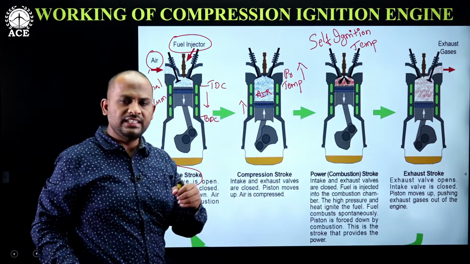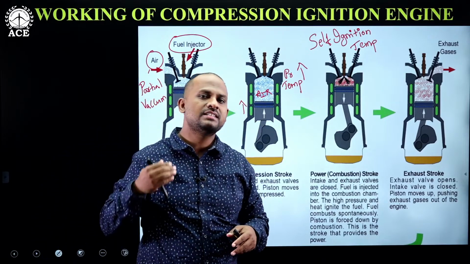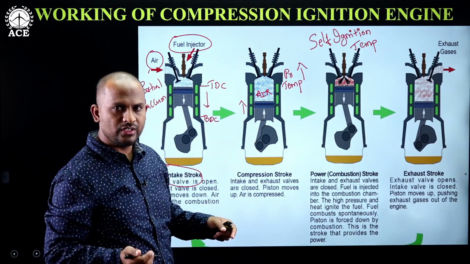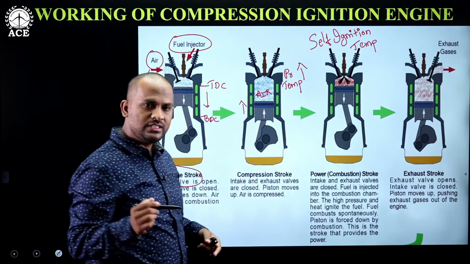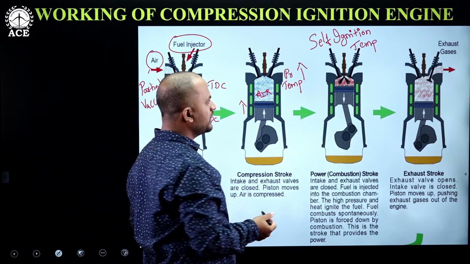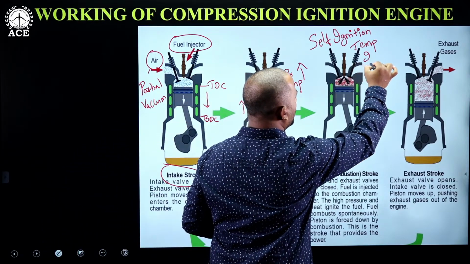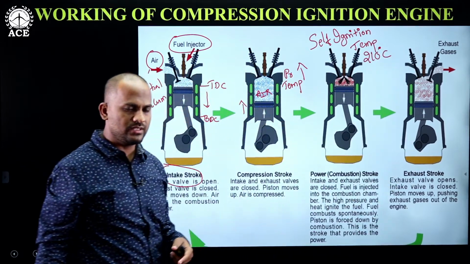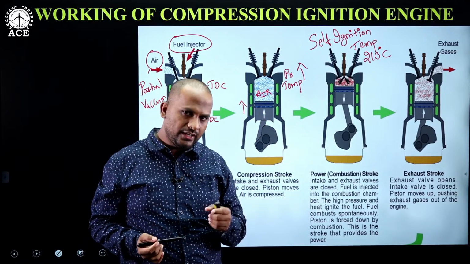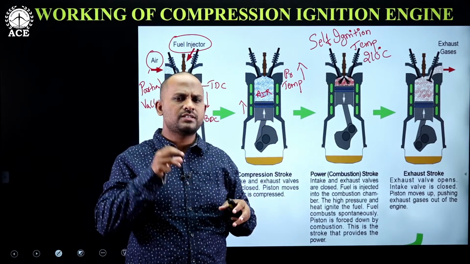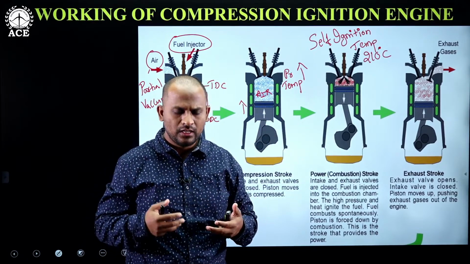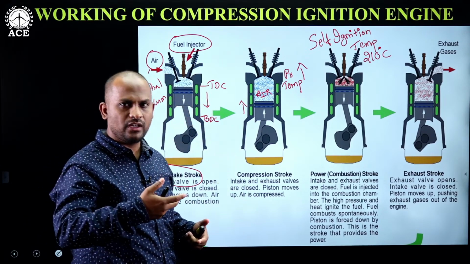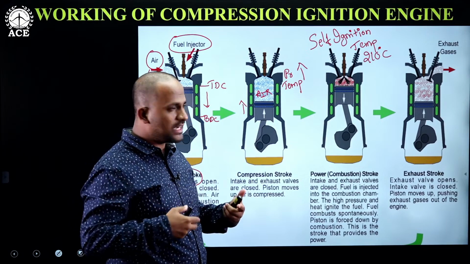The fuel which is injected into the cylinder will reach its self-ignition temperature. What is the self-ignition temperature of the fuel in the compression ignition engine? Generally, we use diesel as the fuel in the compression ignition engine, and that value is 210 degrees Celsius. So the fuel particle which has entered the cylinder will continuously absorb the heat from the air particles. When the fuel reaches its self-ignition temperature, the fuel particles will start igniting themselves.